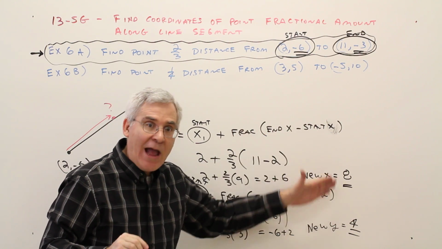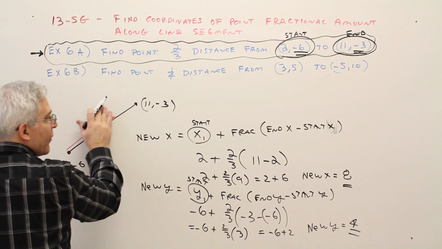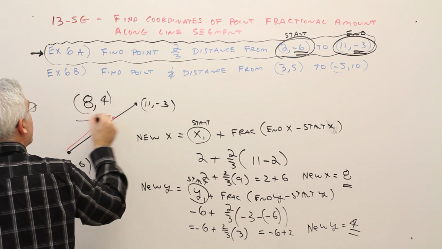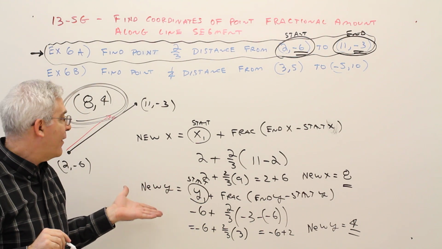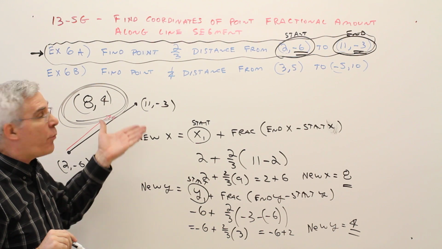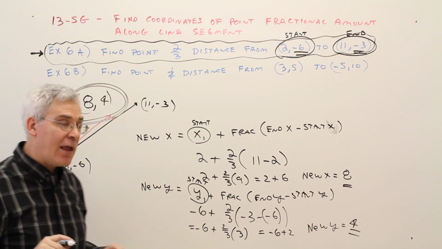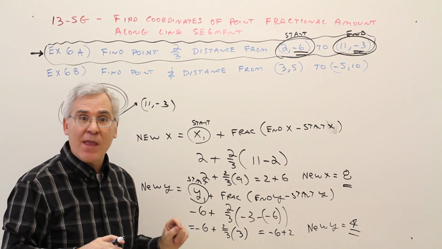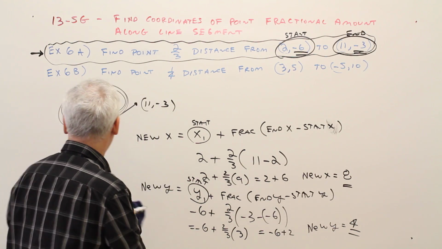And once I get a new x and a new y, just join them into an ordered pair. So my answer would be (8, 4). Okay, so that's how to find a point of fractional distance along a segment. That was example 6a. I suggest you pause the video and try to work out example 6b on your own, and then check to see if you get it correct. I'll work it out now.